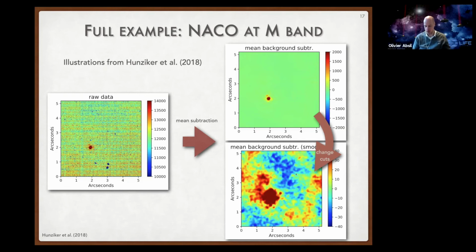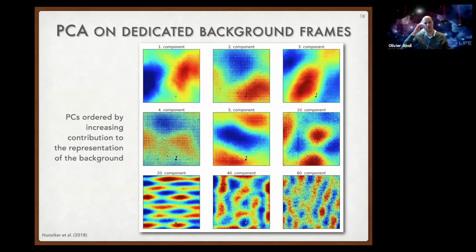And so what you do in this case, in these specific observations where dedicated background images were obtained during the observing sequence, so that can be with chopping or just by dithering the star back and forth in different positions on your infrared detector, is use these dedicated background images and compute your principal component analysis. So basically, you do singular value decomposition on the library of background images that you have, and you look at what the principal components look like.